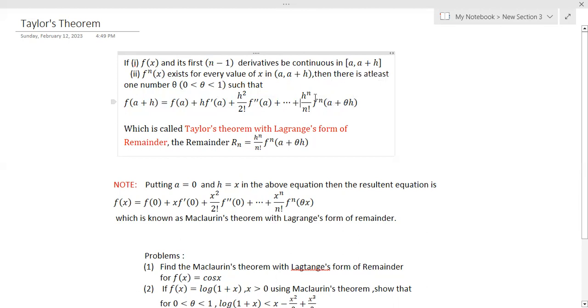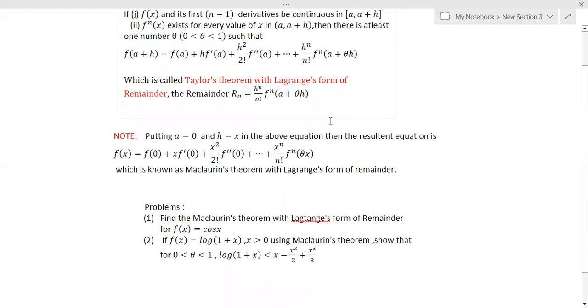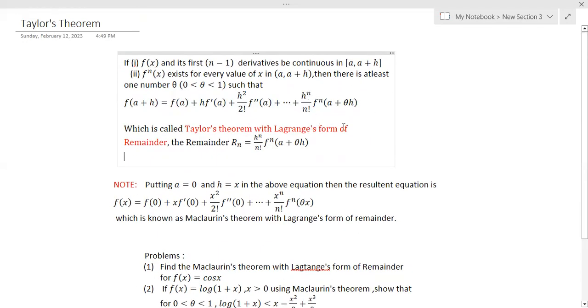This term is called the remainder, Lagrange's remainder. This theorem is called Taylor's theorem with Lagrange's remainder because the nth term contains the Lagrange's error. This remainder is also called the error or remainder. Different textbooks give different names, but anyhow it is Lagrange's remainder.